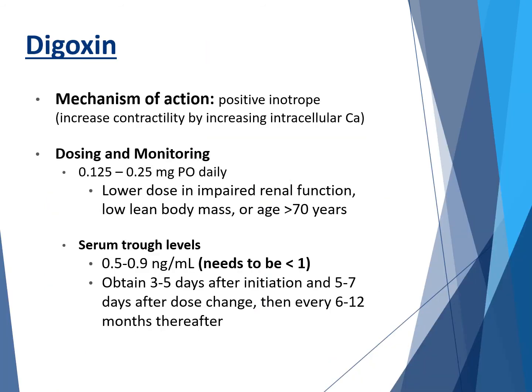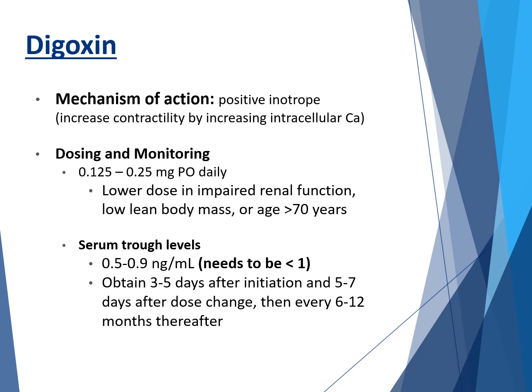So now we'll jump into our agents that do not offer mortality benefit but may decrease hospitalizations or symptoms. So Digoxin is an agent that has been shown to decrease hospitalizations. Its mechanism of action is a positive inotrope, and it has pretty specific dosing and monitoring.